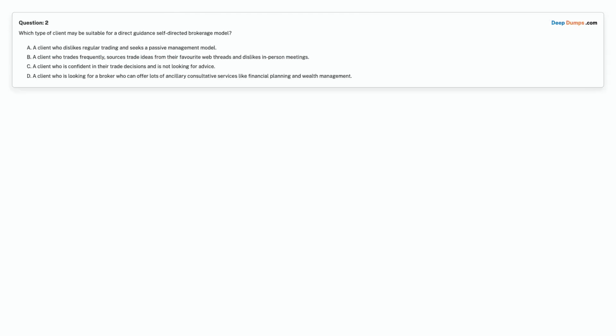Option C. A client who is confident in their trade decisions and is not looking for advice. Option D. A client who is looking for a broker who can offer lots of ancillary consultative services like financial planning and wealth management. Choose the correct answer.